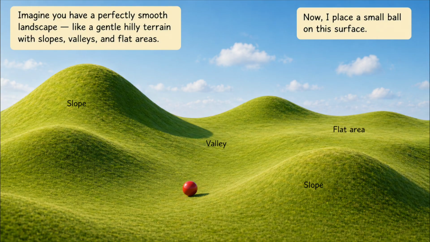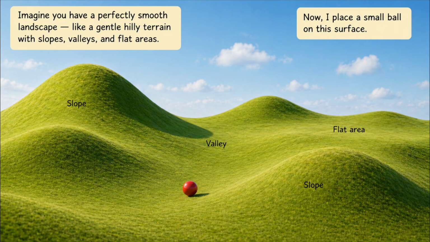Imagine you have a perfectly smooth landscape, like a gentle hilly terrain. This surface has different features such as slopes, valleys, and flat regions. Now observe the image carefully. You can see a slope on the left, a valley in the middle, and a relatively flat area on the right. Now I place a small ball on this surface. At this moment, we are not analyzing motion yet. We are only trying to understand the surface itself.